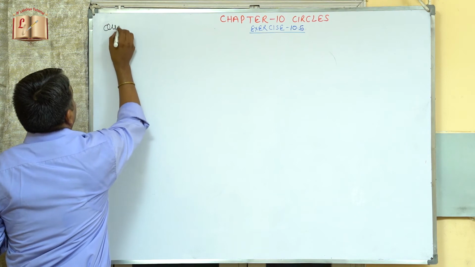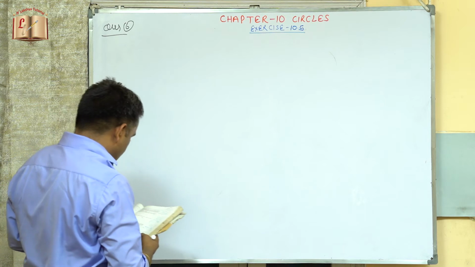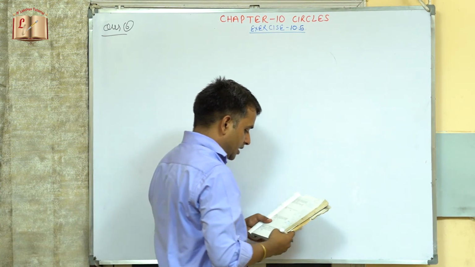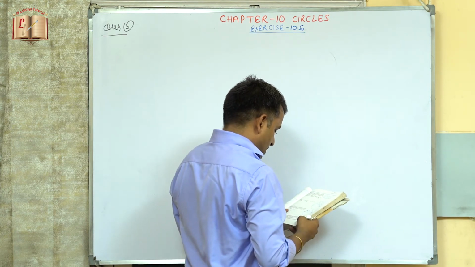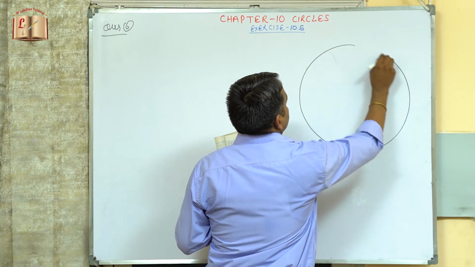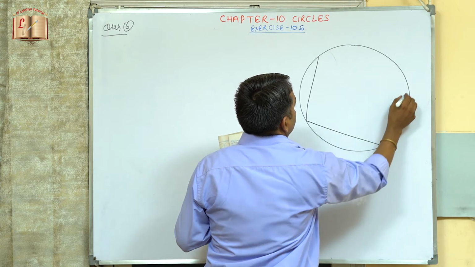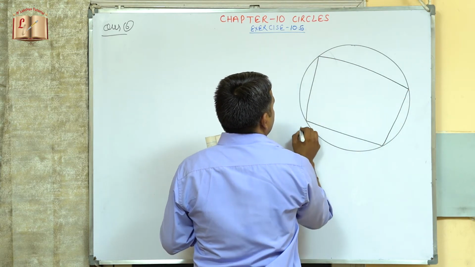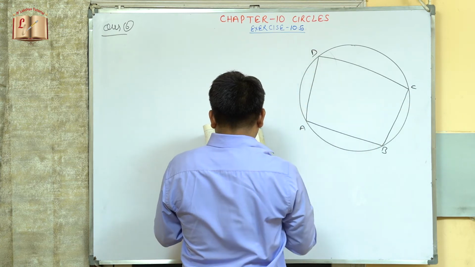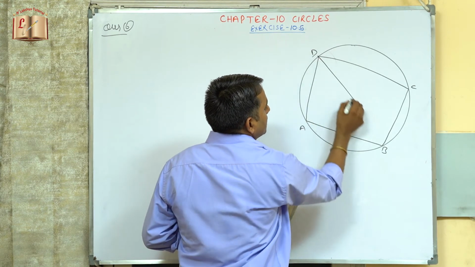So now coming to question number 6. ABCD is a cyclic quadrilateral with the diagonals intersecting at point E. ABCD is a cyclic quadrilateral, it is given to us. So suppose this is ABCD. So this is A, B, C and D. ABCD is a cyclic quadrilateral whose diagonals intersect at point E.